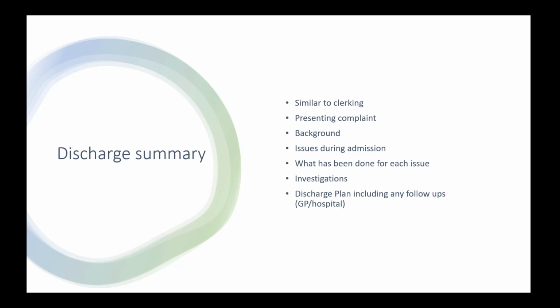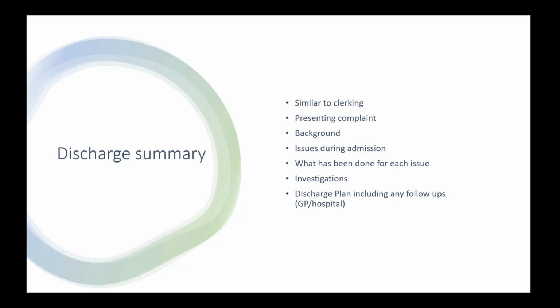So what I usually put in the discharge summary is quite similar to the clerking. I will start with the presenting complaint. I would say Mrs. Smith presented to the emergency department with shortness of breath on this date, and then include a bit of the background, mainly past medical history, drug history and social history, and then I'll list the issues during admission and what has been done for each issue.